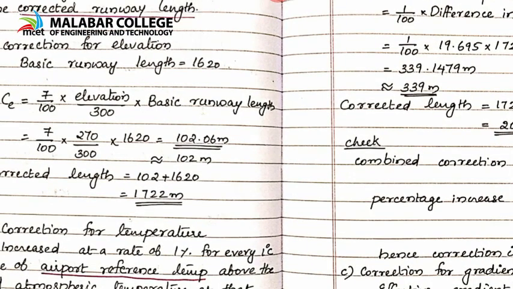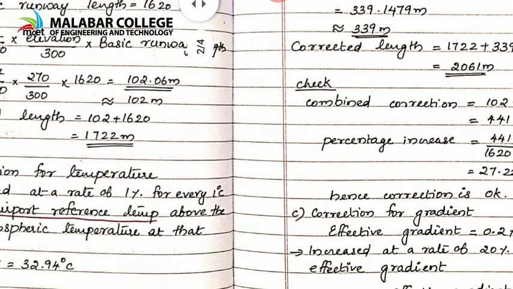Here we do the corrections for elevation first, then temperature and gradient. Keep the order in mind.